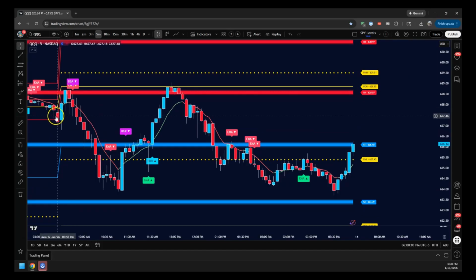QQQ followed these lines as well. You can see before the alert came in, we were already rejecting off of this R1 level, and we blasted through. Didn't quite make it to S2, but then we went right back up to R1, rejected again, and then we danced around this area for quite a bit, almost went back down to S2, and then closed at S1.